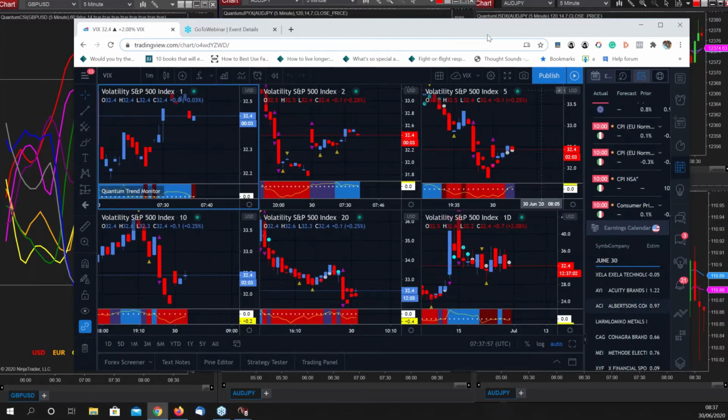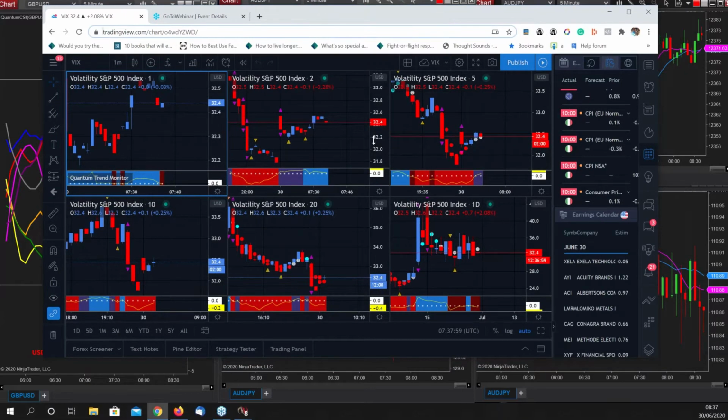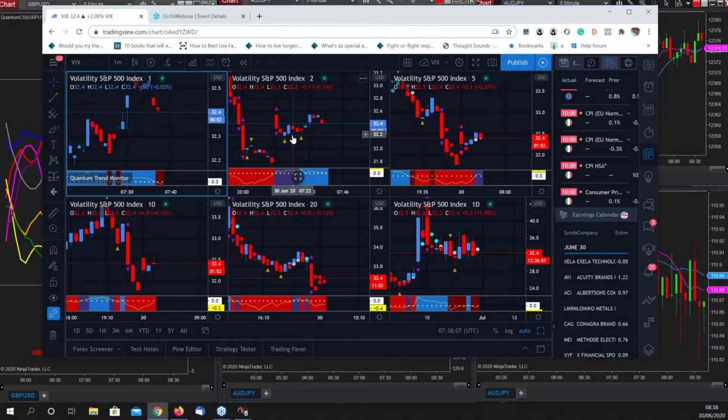Just enlarge that a little bit. There we go. What have we got in terms of sentiment? Well, it's open gaps up a little bit, the VIX, but not hugely. So in other words, risk sentiment is not, there's no great strength one way or the other at the moment. We're in congestion.